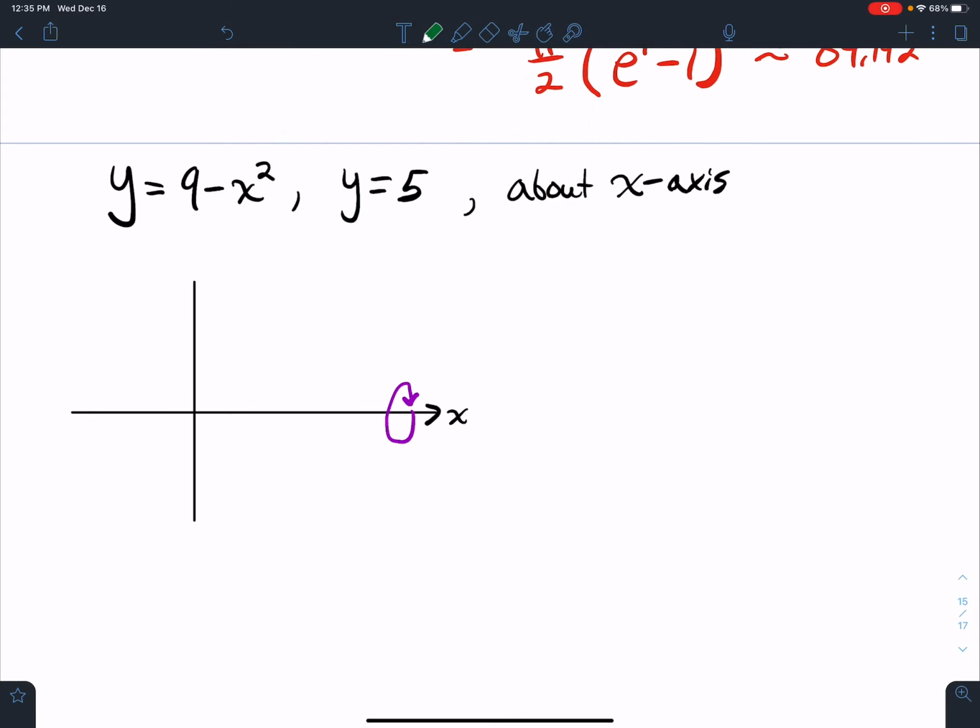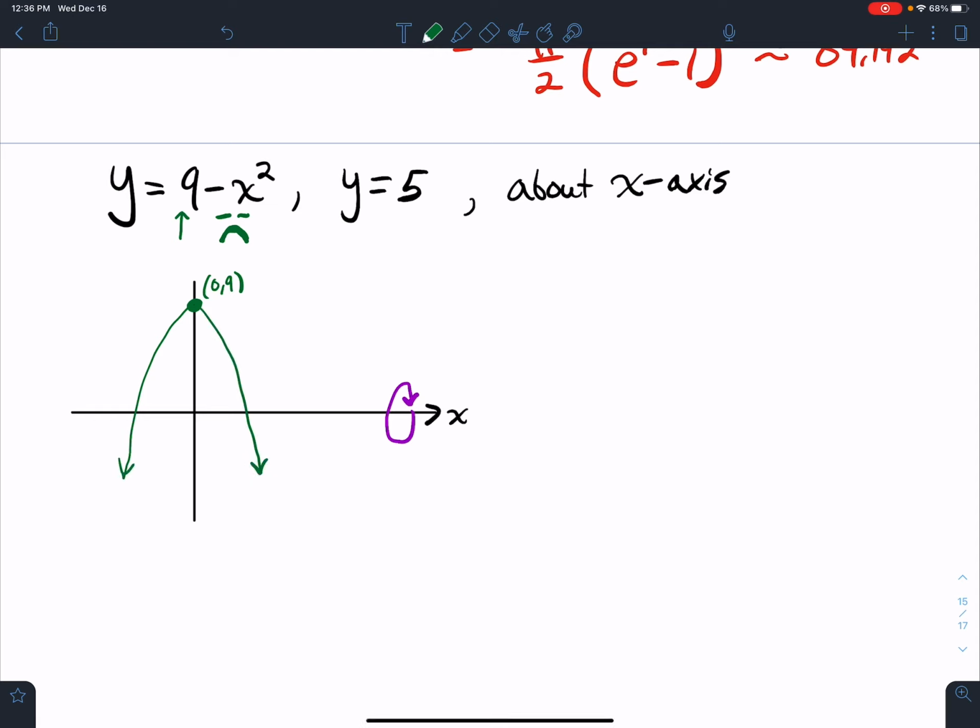Now this graph here, 9 minus x squared, the negative in front of the x squared tells me that I'm a sad parabola, I'm facing down. The 9 tells me I go up 9 units. So I'm going to go up 9 units. So I mark this so I know where I'm at, 0, 9. And then I'm going to go down like this.